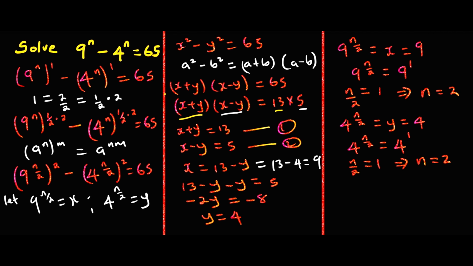So we can check if that value is correct. Remember, we had 9 raised to power n. So n is 2, so that is 9 raised to power 2 minus 4 raised to power n, that is 4 raised to power 2. And let's see if we are getting 65. So 9 raised to power 2 is 81 minus 4 raised to power 2 is 16. Let us see if that is 65. So 81 minus 16 is 65. And we have 65 on either side, meaning that our solution is actually correct, that n is 2.